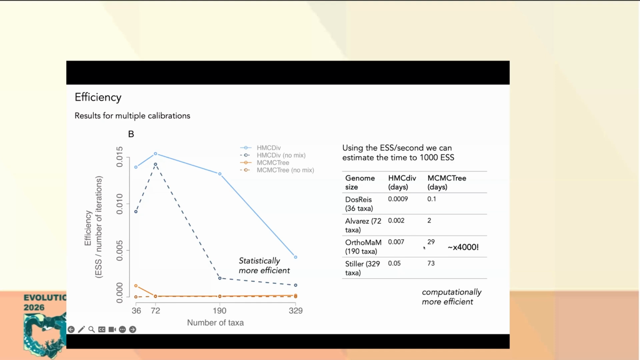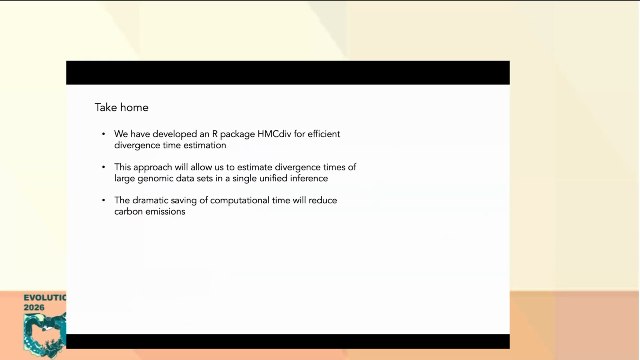If you look at this data set, it takes 0.007 days using HMC-Div versus 29 days for MCMC-Tree. So it's almost 4,000 times faster using HMC-Div relative to MCMC-Tree. And similarly with this one, it's 1,500 times faster. So it's quite a big speed up relative to MCMC-Tree.